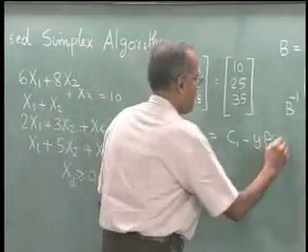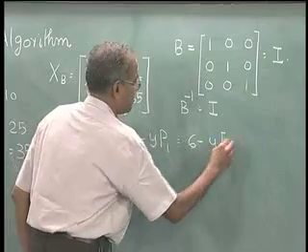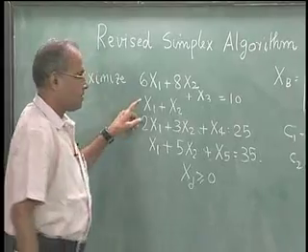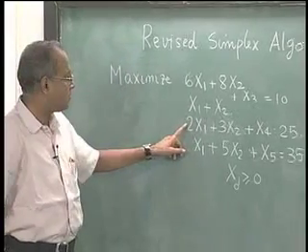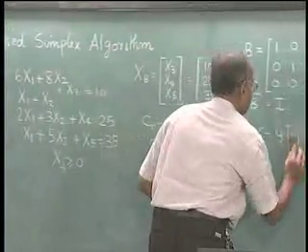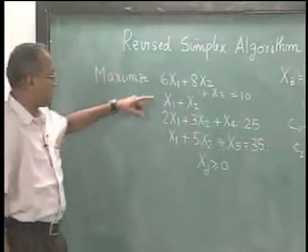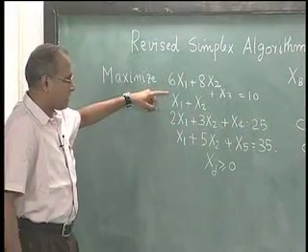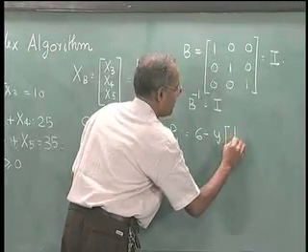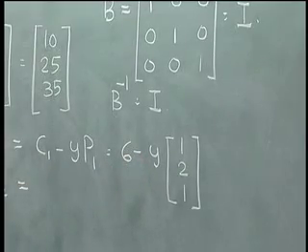So, this will become 6 minus y into 1 2 1, where y is the value of the dual variables. P1 is the vector corresponding to variable x1. So, therefore, that is the vector 1 2 1. So, y into the vector 1 2 1.